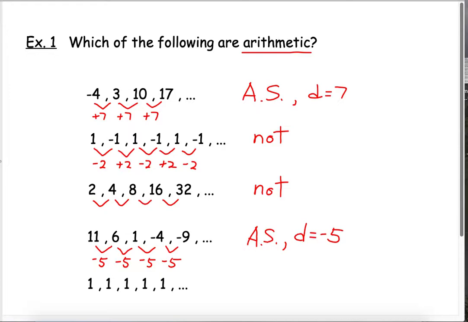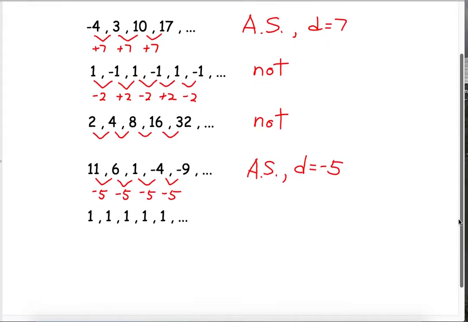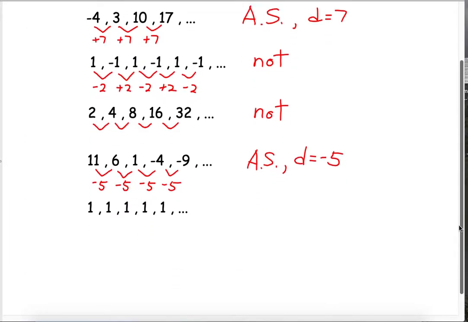Now, make sure that you're checking all of these. Don't just do the first two and say, oh, minus 5, it's arithmetic because it's the same. You have to make sure that you check all of them. If the last one, for example, was -8 here, then that would be -4, and then it would not be arithmetic. So you do have to check all of them before you decide if it's arithmetic or not.